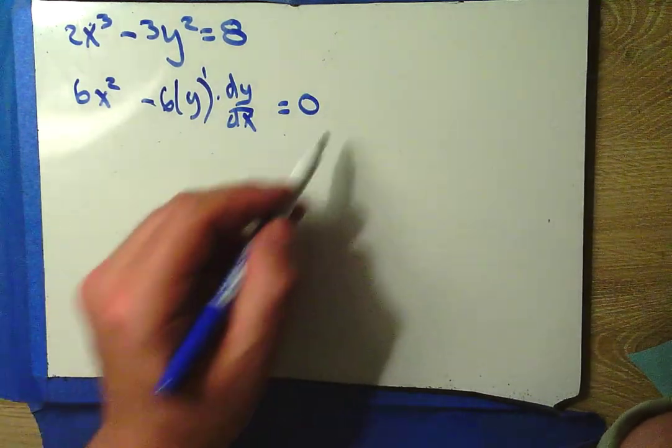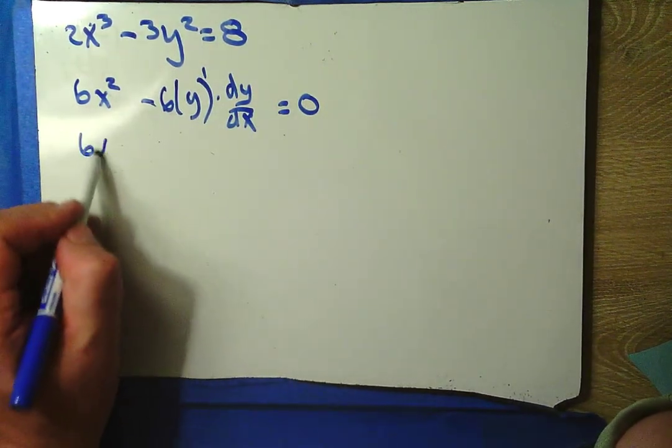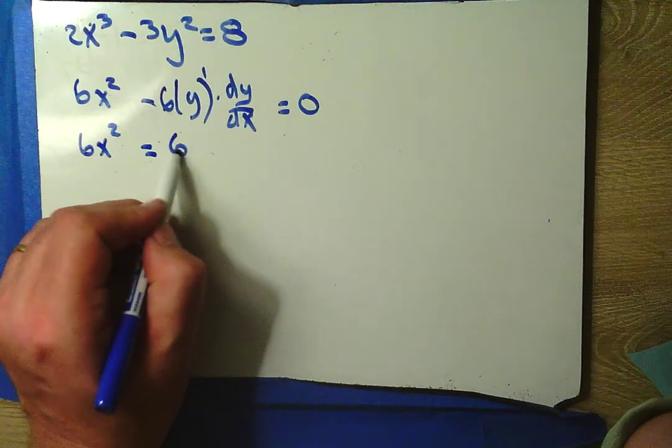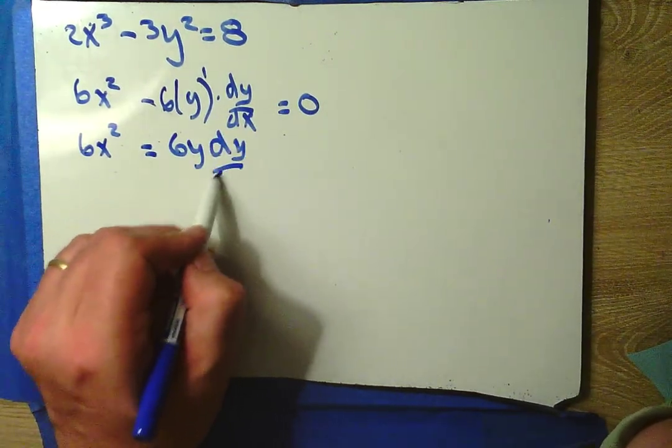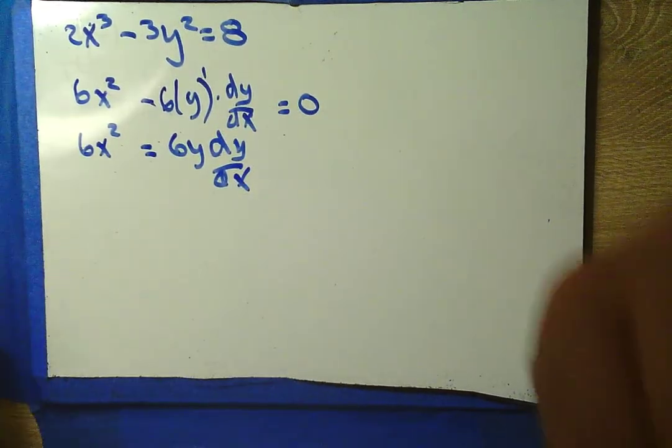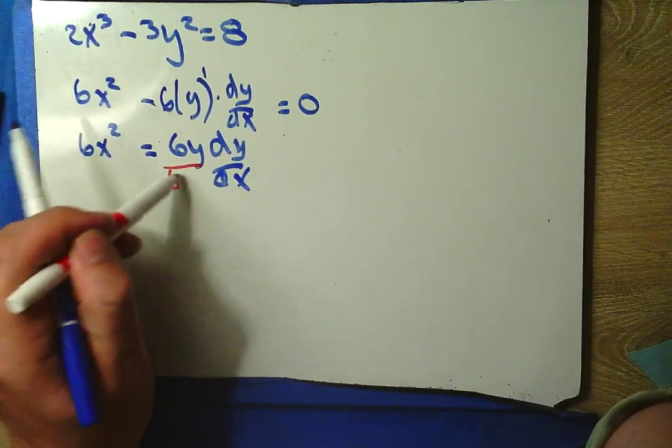So I'll move the dy/dx stuff to one side. I'll have 6x squared equals 6y dy/dx. And then I'll divide both sides by 6y.